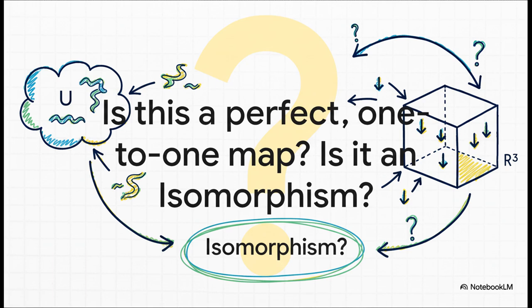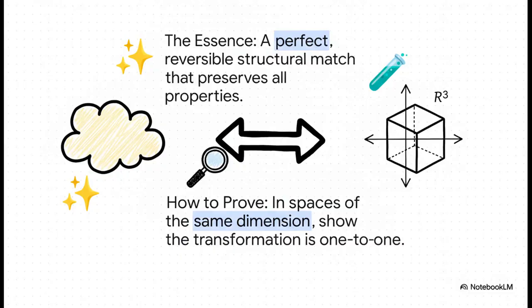But this leads to the most important question of all. Is this map a perfect translation? Does every polynomial in U get its own unique vector in R3? And does every vector over in R3 have a unique polynomial partner back in U? If the answer is yes, then it's called an isomorphism, which basically means the two spaces are structurally identical. They're the same thing in a different costume. Right, so an isomorphism is a perfect reversible match. Nothing gets lost in translation. And here's the cool part.